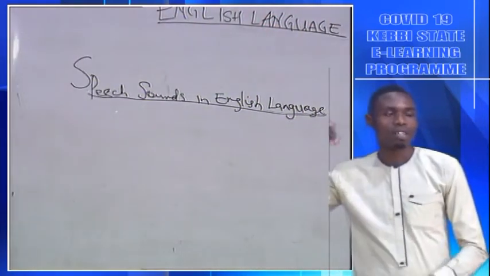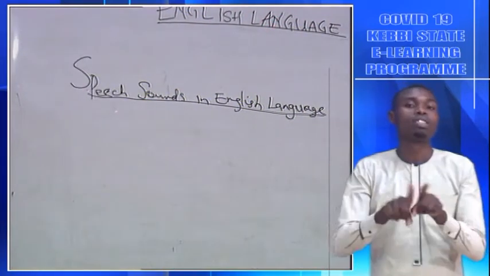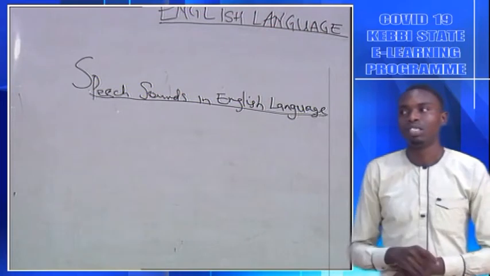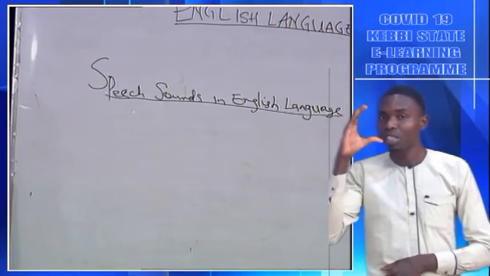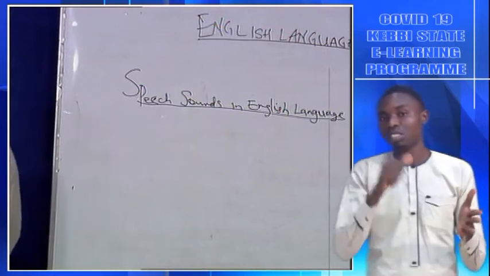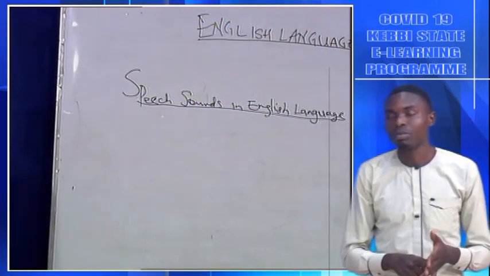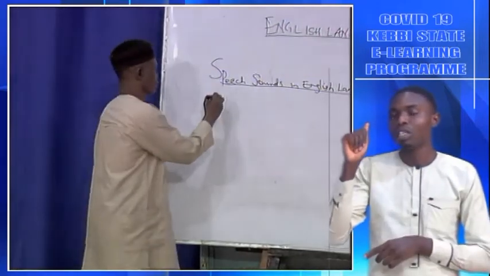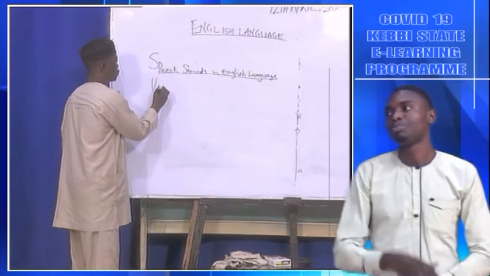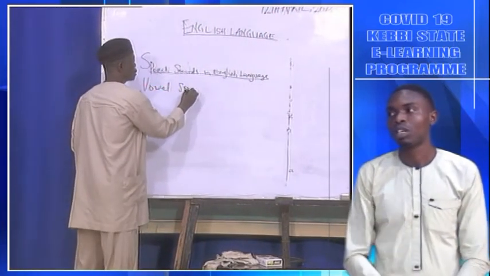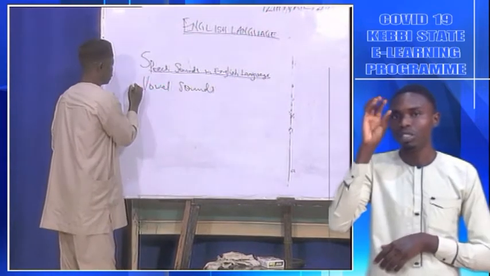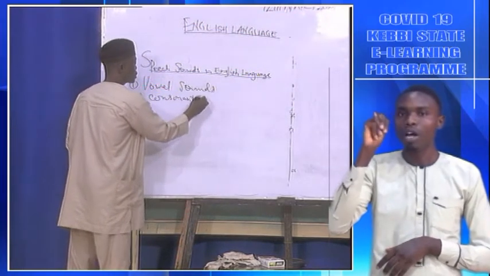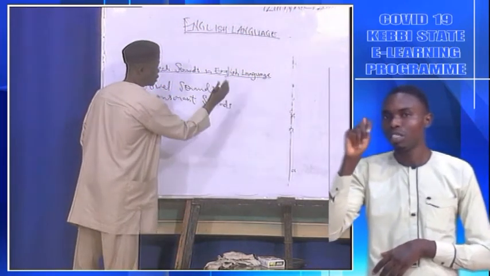As I've said earlier, the alphabets of English language contain 26 letters, and we have been told that there's one acronym we say, A-I-O-U, out of this alphabet. So this leads us to the type of sounds we have in English language. We have the vowel sounds and the consonant sounds.